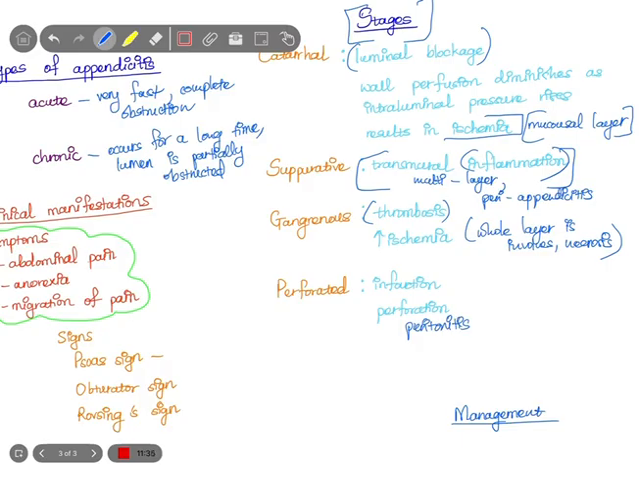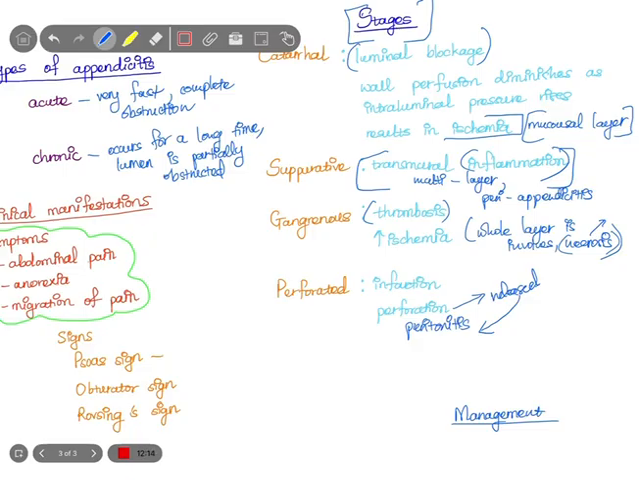Peritonitis. Now, necrosis means cell death. Cell death means that the integrity, the barrier and the wall of the appendix is damaged, and therefore now the contents, microorganisms, could pass over and get released into the peritoneal cavity.